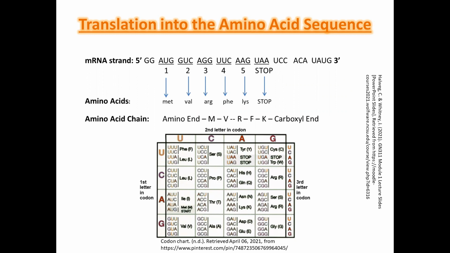The 5 codons before, including the start codon, do have an associated amino acid, which creates the chain. This DNA sequence creates a methionine, valine, arginine, phenylalanine, and lysine amino acid chain.